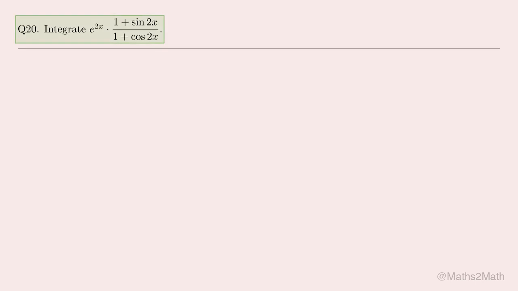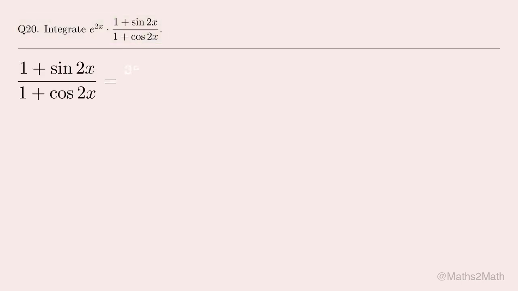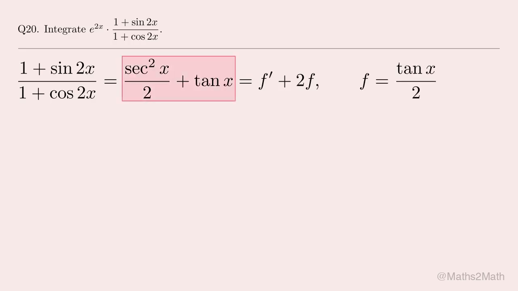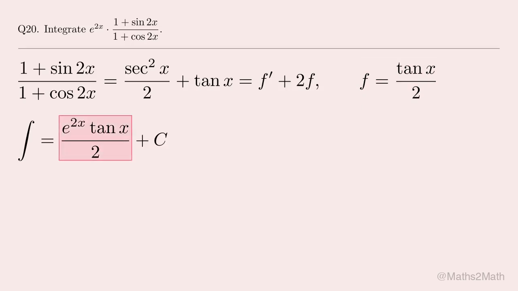Question 20. The e to the 2x version of the f plus f prime pattern. Half angles reduce the fraction. The fraction is half secant squared plus tangent. With f as half tangent, this is f prime plus 2f, matching the e to the 2x pattern. The pattern gives e to the 2x times f.